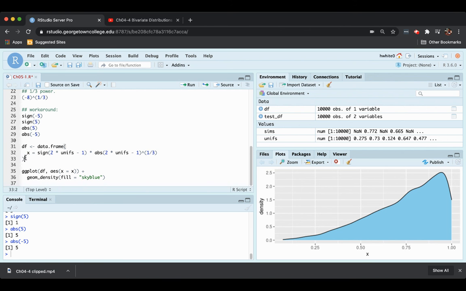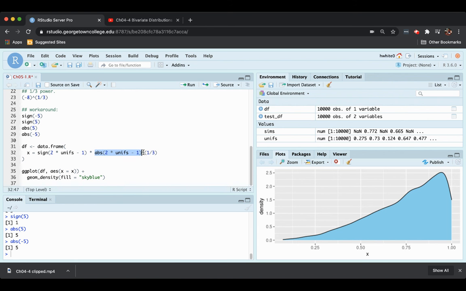I'm making a new data frame here in this command, which has only one column called x. And what it is is this. I look at 2 times unifs - 1, and I take sign of it. And so that's going to give me a bunch of 1s and -1s. It's going to give me a 1 whenever 2 times unifs - 1 is a positive number, a -1 otherwise. And over here, I'm taking the absolute value of 2 times unifs - 1. So that'll always be a positive number because absolute value.